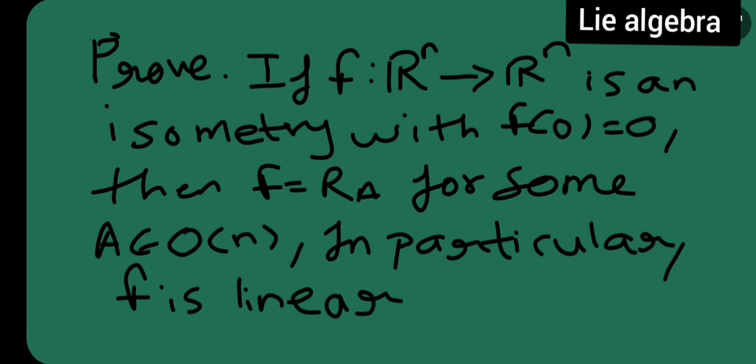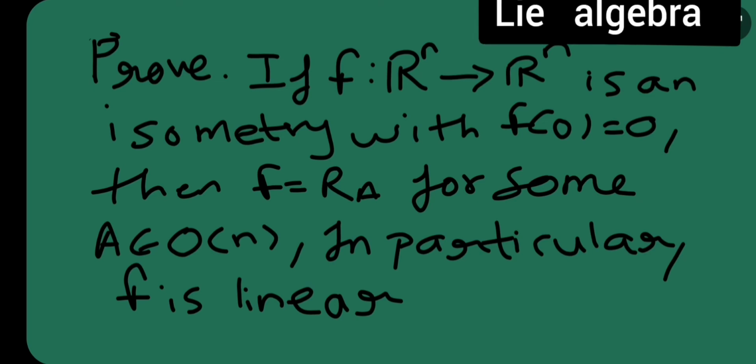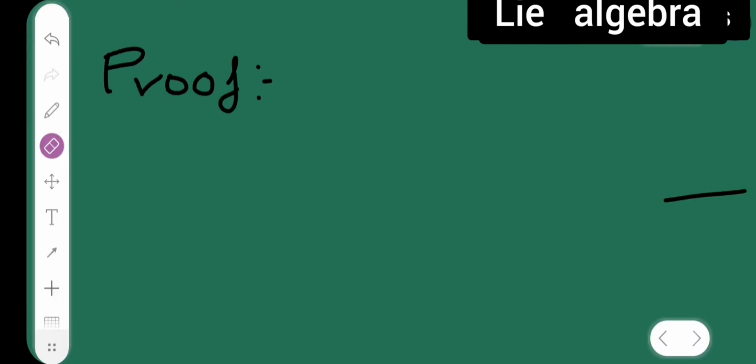If f is an isometry with f of 0 equal to 0, then f is equal to R_A for some A belonging to O(n). In particular, f is linear. So I have to prove this. I want you all to prove this actually. You all have to prove this, but I will be doing it, and you all can also check and do this proof.